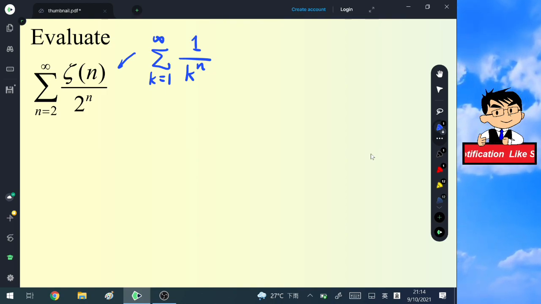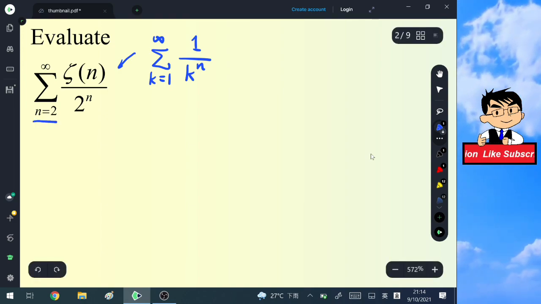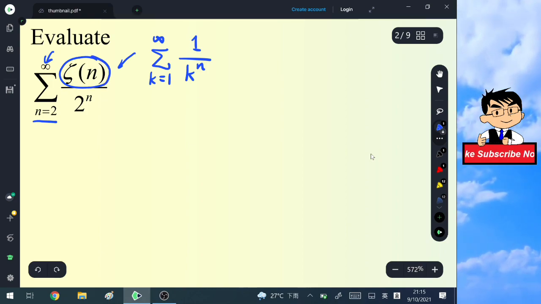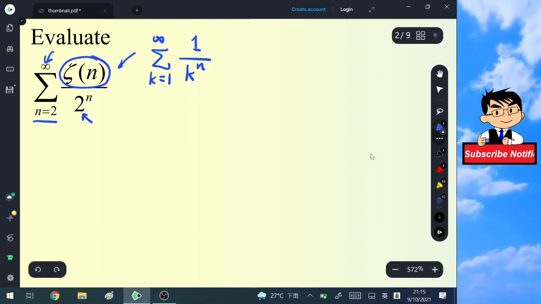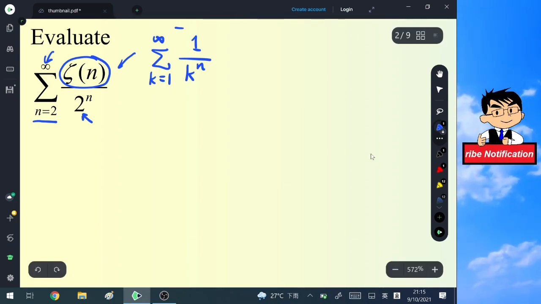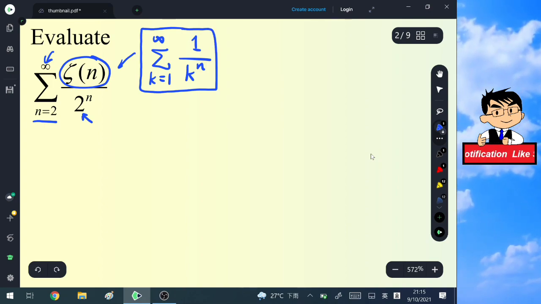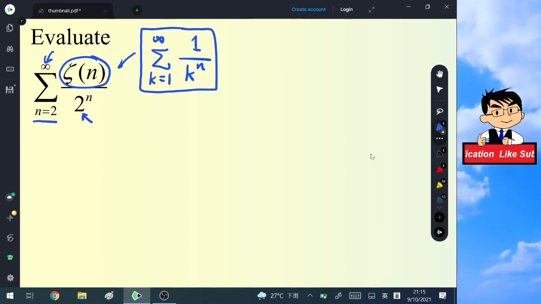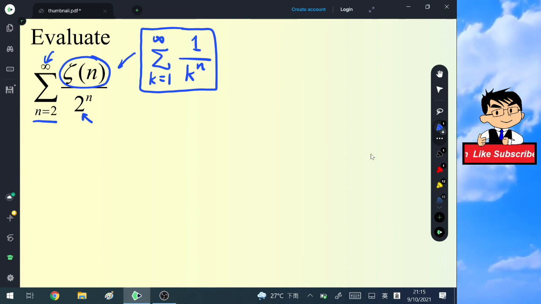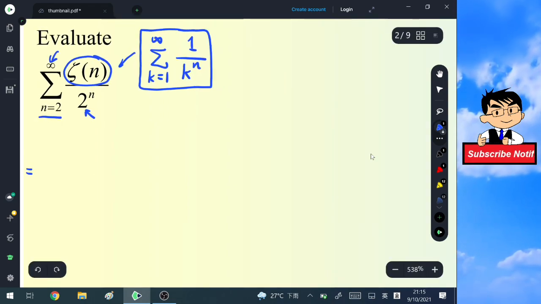Hello everyone. In this video we are going to find the infinite sum from n equals 2 to infinity of the zeta function over 2 to the power of n. And as we remember, the zeta function is defined as the infinite sum from k equals 1 to infinity of 1 over k to the power of n. And let's write out the expression and see if we can look for some pattern.